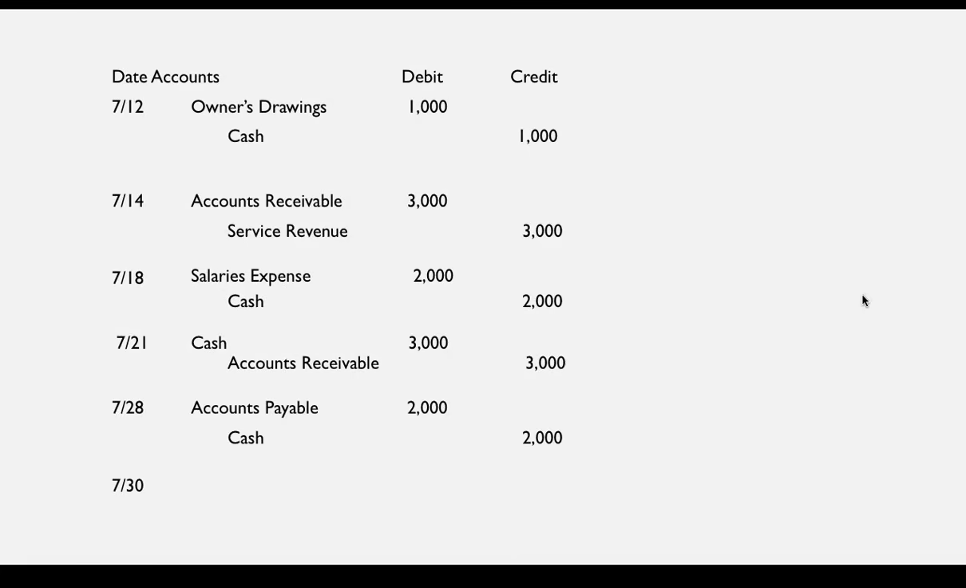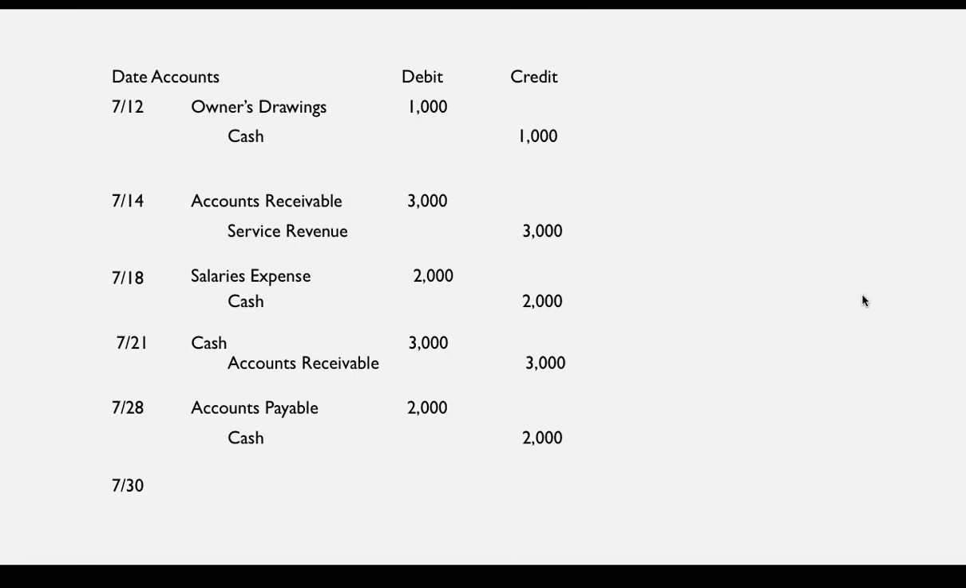Now our last transaction here on July 30th, it says we performed services for a customer. So we earned $12,000 in revenue, received $8,000 in cash, and the remainder is on account. So just like back on July 3rd when we bought all of that equipment, this is going to be another one of those compound entries. Right? We have 3 different accounts that are affected here. We earned revenue, we got cash, and people owe us money.